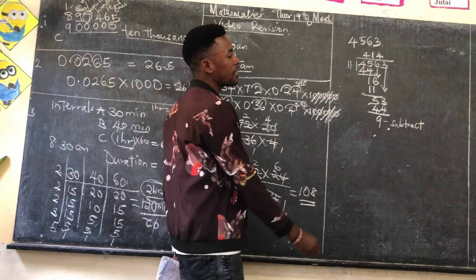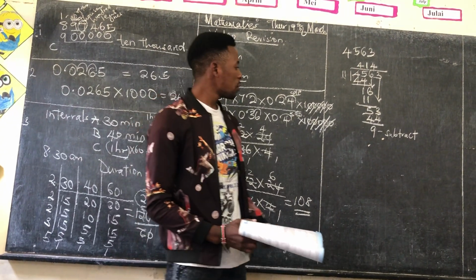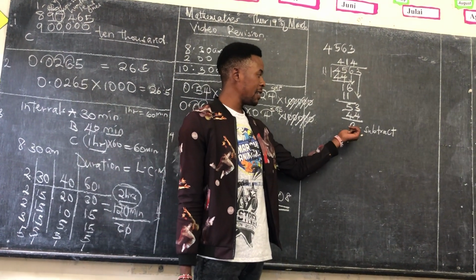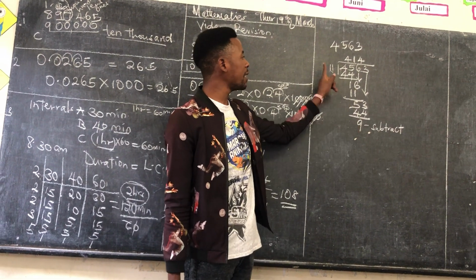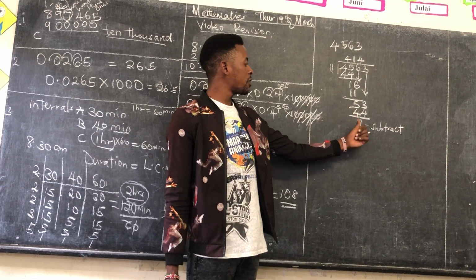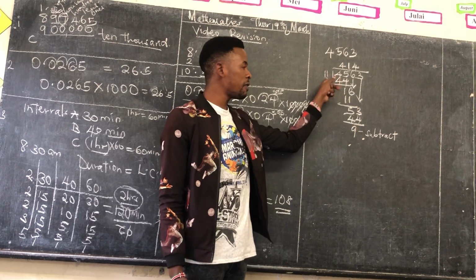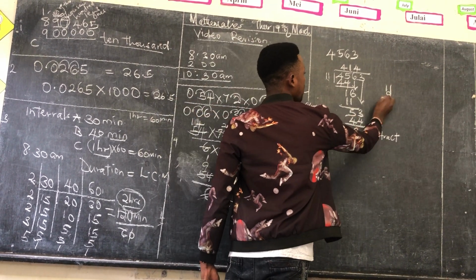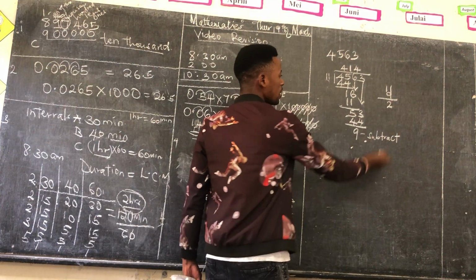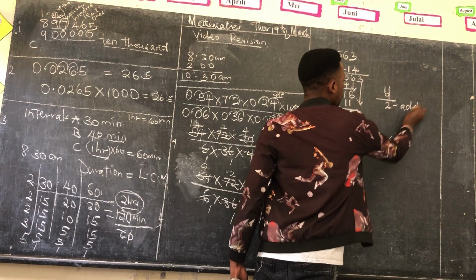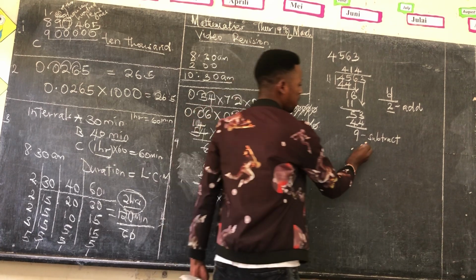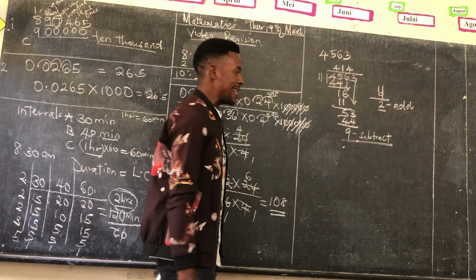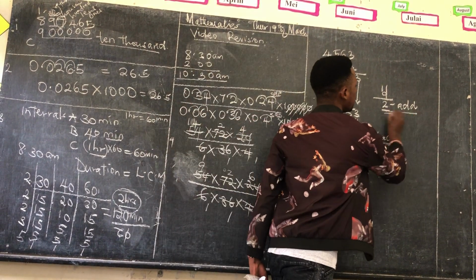But they had asked the number to add. So you ask yourself, what do you add to 9, the remainder, to make it 11? The divisor. So that is 11 minus 9, 2. So you're supposed to add 2. But if you had been asked, the number to subtract would be 9. But the number to add is 2.